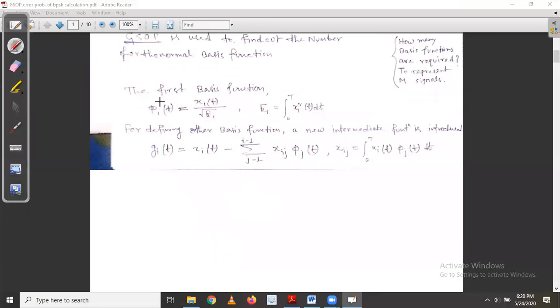See, first, you have to calculate step by step. The first thing is the first basis function. There is a formula by which you can calculate it, and the formula is this one. It's very simple. Phi 1(t), the first basis function, is x1(t), the given signal, divided by root of E1. So root E1 is what? The energy of x1(t). To calculate this, just use this formula, and whatever value you get, put it here. You will get phi 1(t).